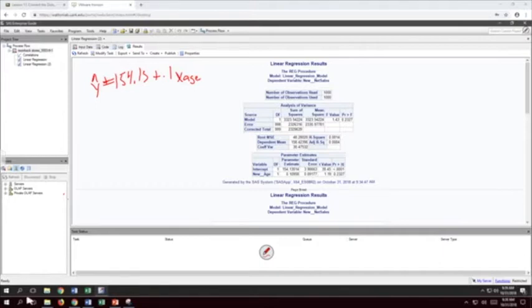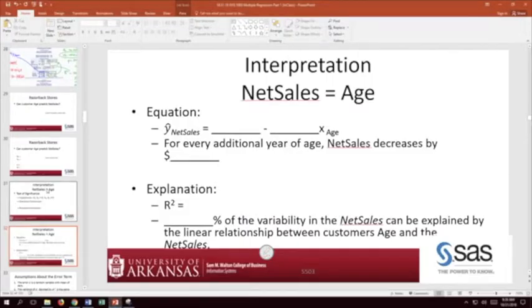All right, so let's try something different. The number of items worked-ish. It was significant, but it didn't explain that much variability. Age didn't work at all.